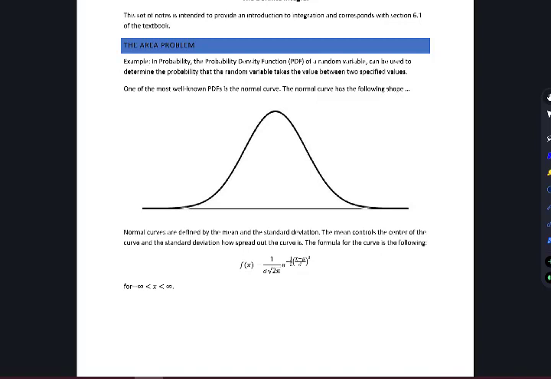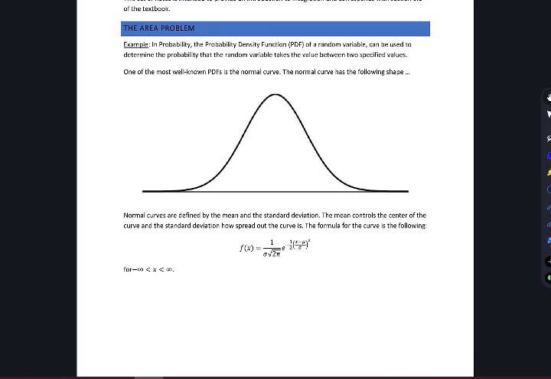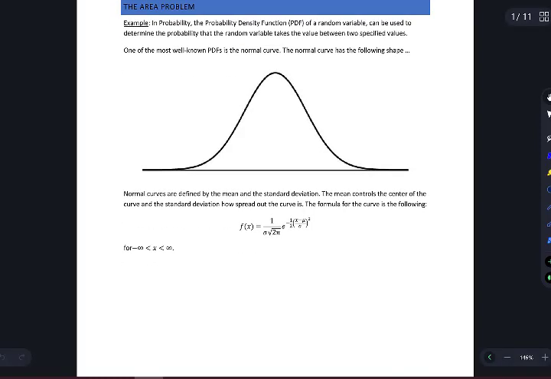The application that I'm going to look at here deals with probabilities, and biostatisticians work with this type of area problem quite often. In probability, the probability density function, or the PDF, of a random variable can be used to determine the probability that a random variable takes a value between two specified values. One of the most well-known PDFs is the normal curve, and you've probably heard of a normal curve before. Normal curves have the following shape, and they're defined by the mean and the standard deviation.